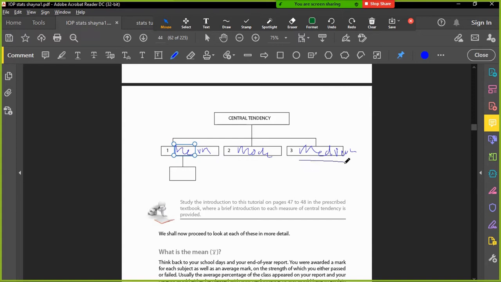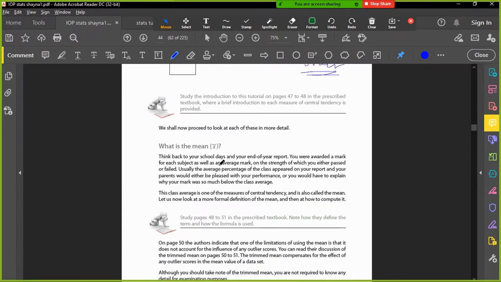Okay, just be careful. With median, you have to order the data. When you order the data, you make it smallest to biggest, or ascending order. Does that make sense? Yes. Okay. In statistics, they use X bar to denote the mean, which is basically the average.